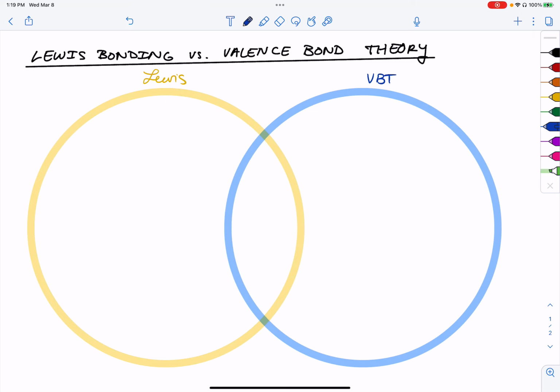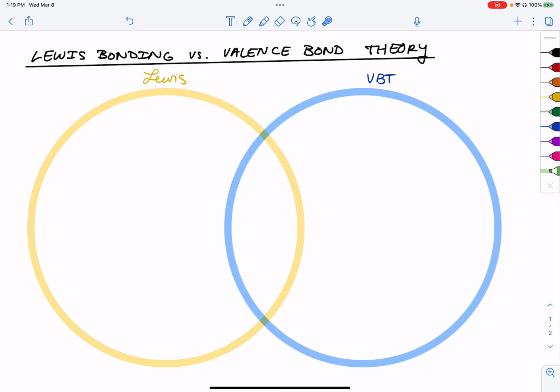Okay, welcome. This is part one of our lecture video series from Wednesday, March 8th, where we are going to compare side by side our two different bonding models, the Lewis bonding model here in yellow and valence bond theory here in blue. And the way that I'm going to compare these for you is by using a Venn diagram. So we're going to show the differences between these two models and their similarities in this overlap space here.